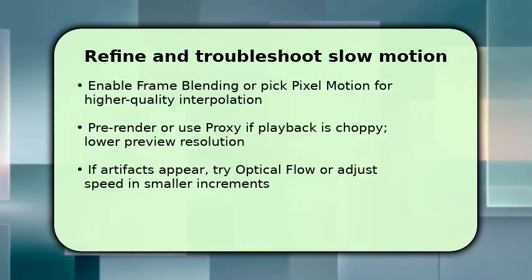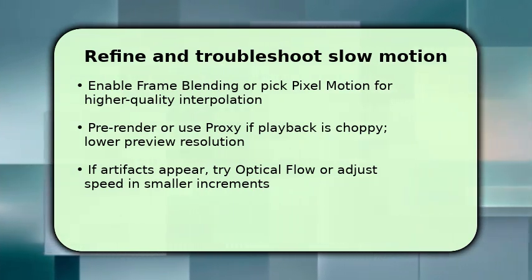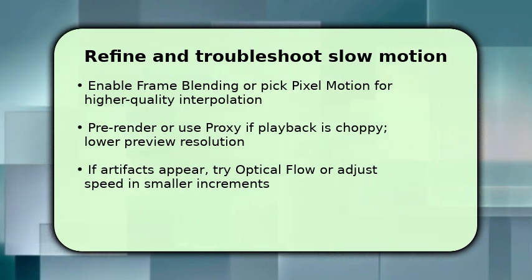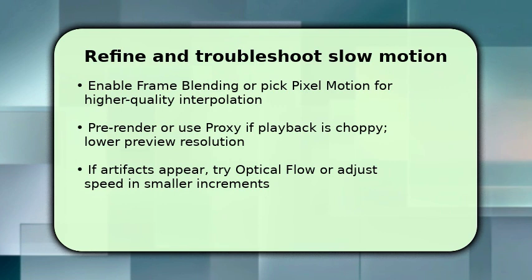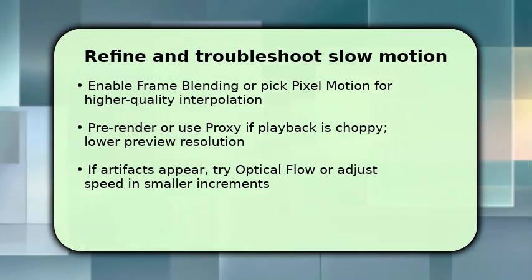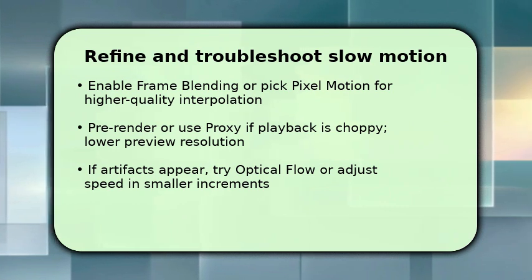Enable pixel motion or optical flow to generate in-between frames for fluid motion, and then review at full resolution to spot artifacts. Once done, pre-render the composition or use a proxy to avoid playback lag. Render settings should match comp frame rate.